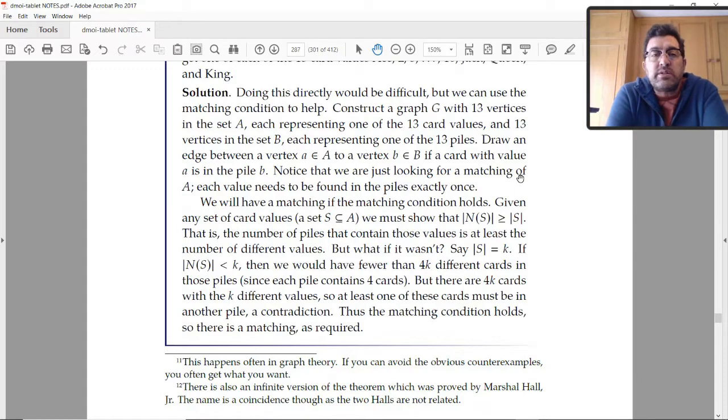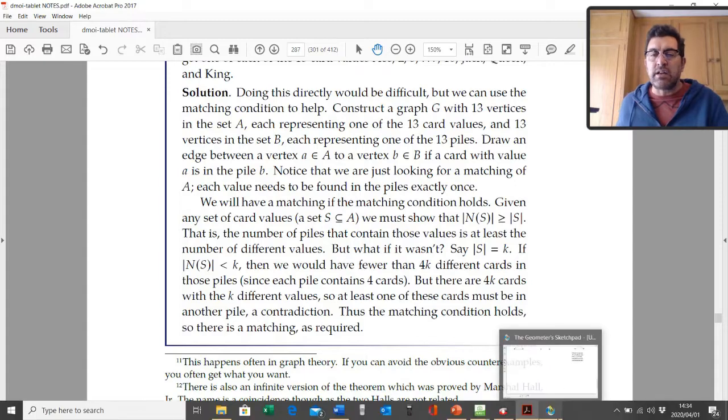Construct a graph with 13 vertices in set A, each representing one of the 13 card values from ace to king, and 13 vertices in set B, each representing one of the 13 piles. There's 4 suits, so each pile will have 4 cards. So draw an edge from each vertex in A to a vertex in B, if a card with value A is in pile B. Notice that we are just looking for a matching of A. Each value needs to be found in the piles exactly once.